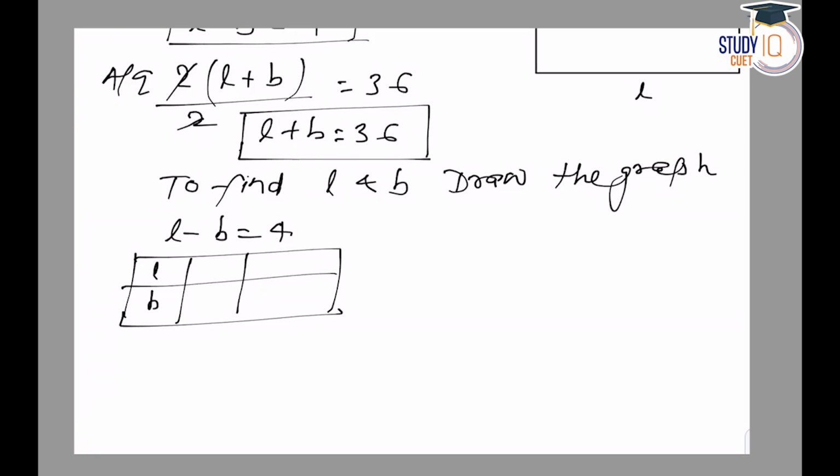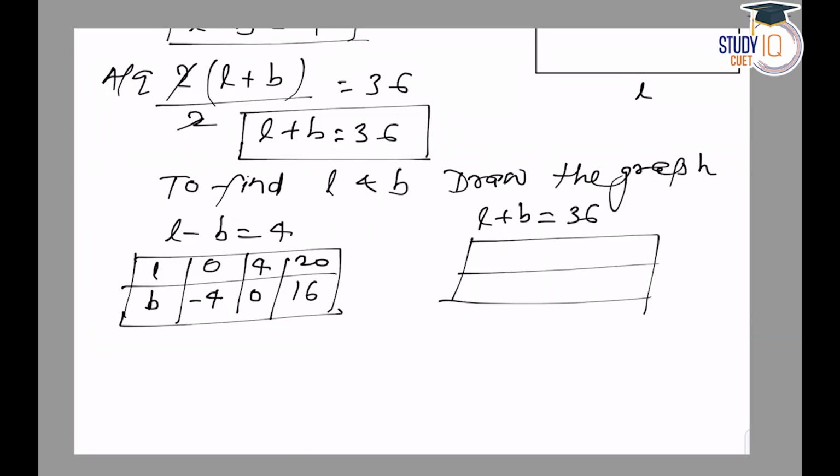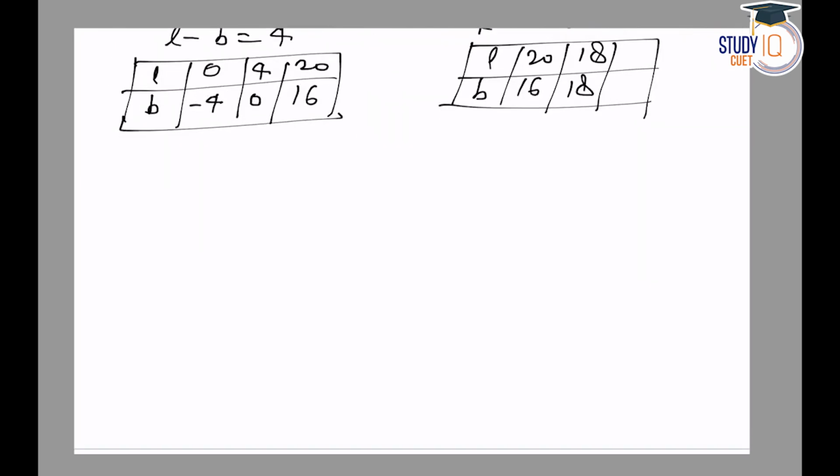For L and B: if L is 0, then B is minus 4. If L is 4, then B is 0. If L is 20, then B is 16. For the second equation, L plus B equals 36: if L equals 20, then B is 16. If L equals 18, then B is also 18.